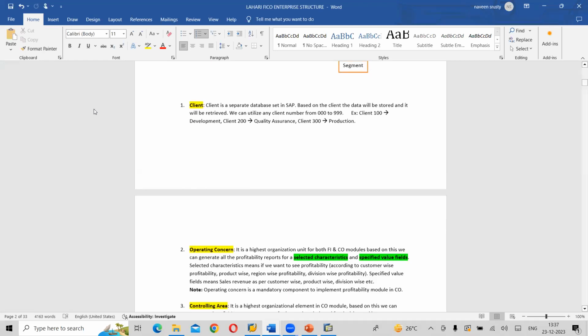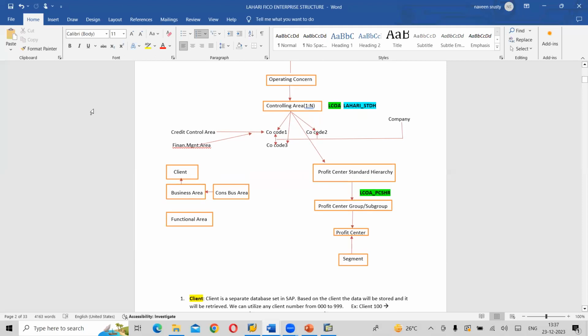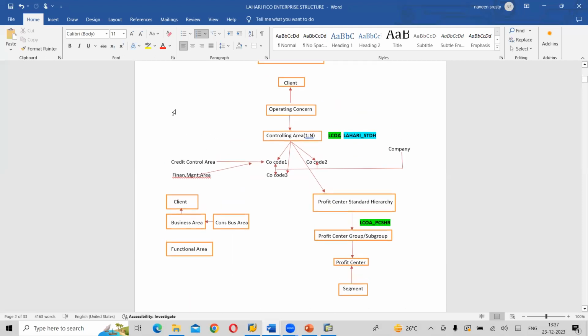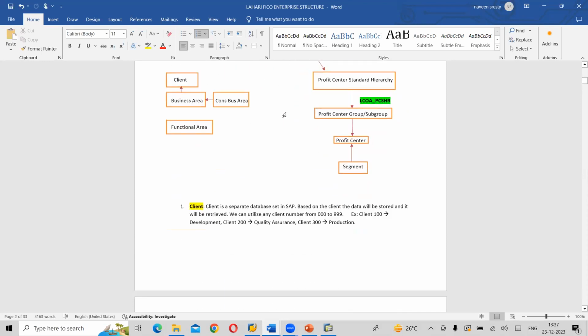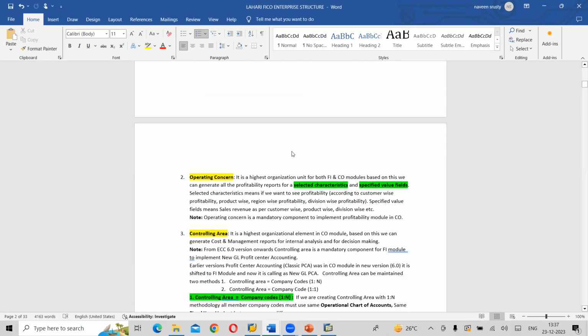After client, the next structure in SAP is the operating concern. What do you mean by an operating concern? The operating concern is the highest organizational element, in both the FI and CO modules. Again, we have different modules.